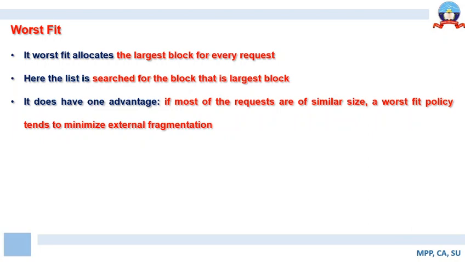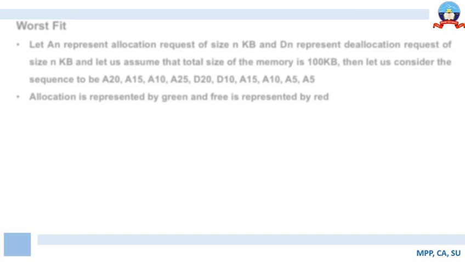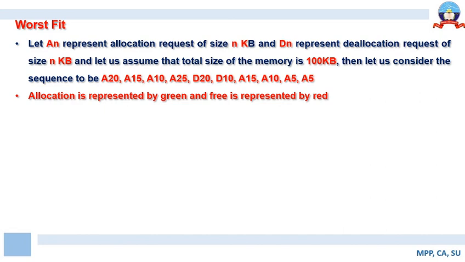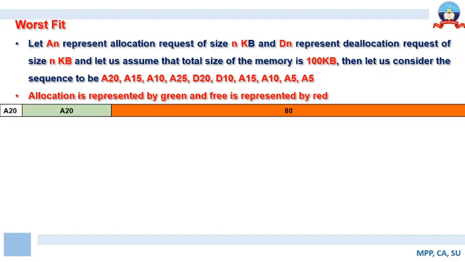Now let us try to understand the way the WorstFit algorithm attempts to allocate memory to the requesting processes. Likewise here, AN represents the allocation request and DN represents the deallocation request, and we are assuming a memory of size 100 kilobytes with an allocation and deallocation sequence to be followed. Allocation is represented in green and free space in red. Initially there is an allocation request of 20 kilobytes, so 20 kilobytes of memory is allocated to the process, leaving a free space of 80 kilobytes.